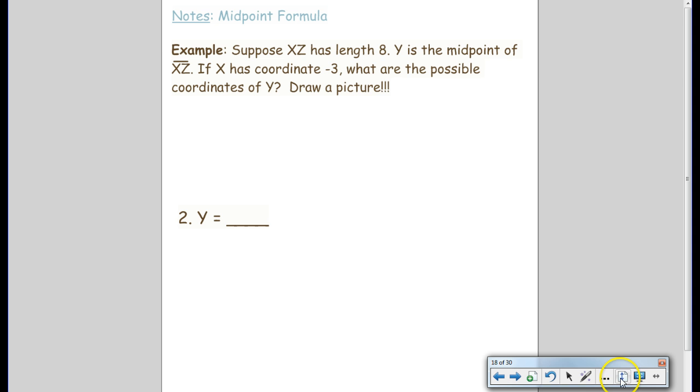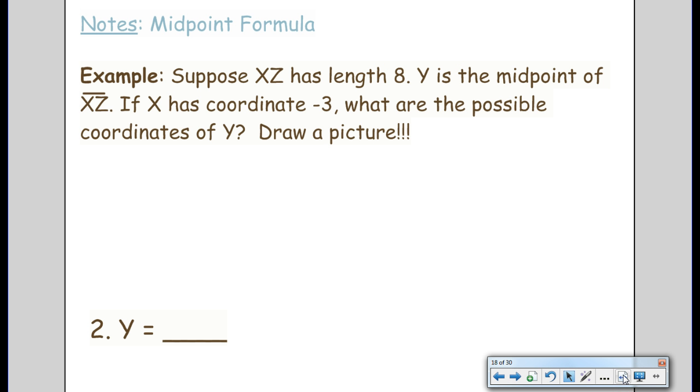Alrighty. What do we have next? Suppose xz has length of 8. Y is the midpoint of xz. If x has a coordinate of negative 3, where are the possible coordinates of y? Is this on your sheet? Then let's not do it. It's not on your sheet. We're not going to do it.